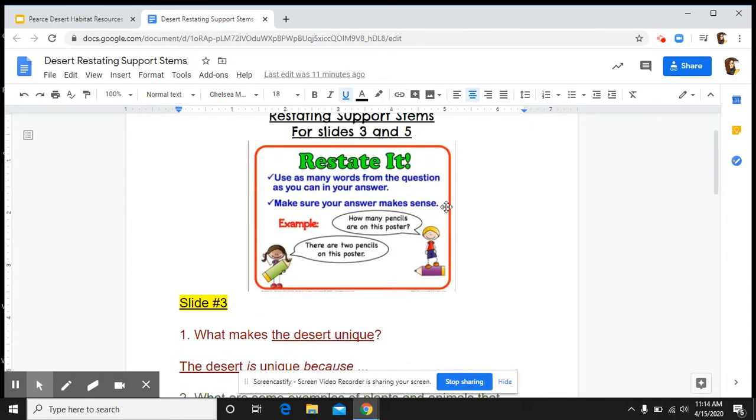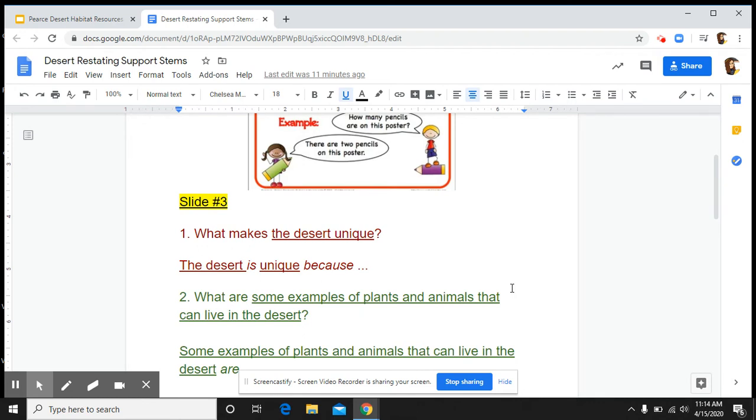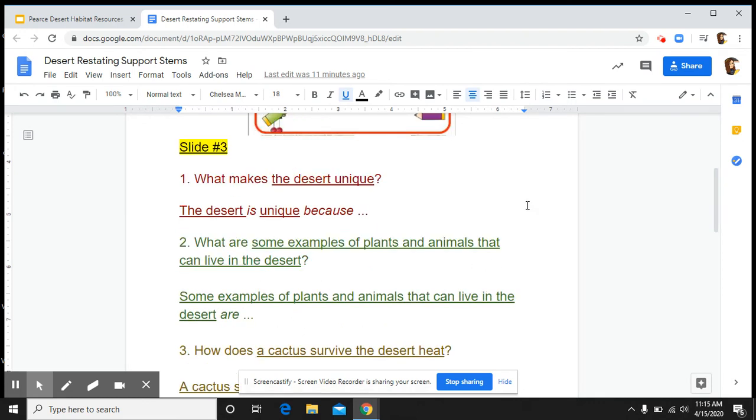So you can go down here, and what I have for you is each question listed and then support on how you can restate it. Let's take a look at number 1. What makes the desert unique? So I'm going to think about my answer first. And once I am ready to answer that question, and I know what makes a desert unique, I am going to begin forming my answer. And I am going to use words in the question to form my complete sentence that includes a restate. So how I could restate this question is, the desert is unique because.